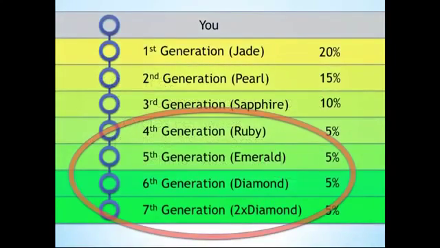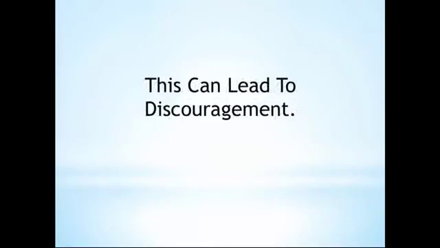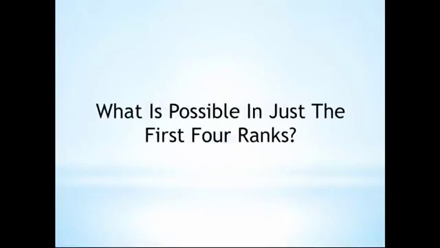Now, the Ruby, Emerald, and the Diamond ranks do have some volume-based requirements, but we'll cross that bridge when we get there. One mistake that many people make when looking at an opportunity is that they focus on the highest ranks first, and as a result can get discouraged when it seems like they're very far away. That having been said, let's go back and look at what can be accomplished within just the first 4 ranks of the Jeunesse compensation plan.